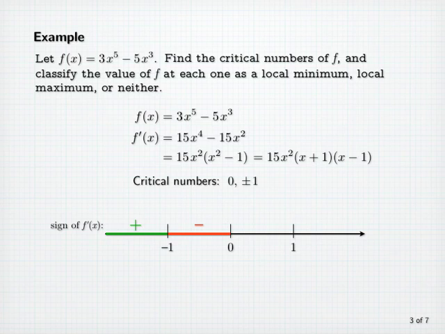Now this means that f is increasing on the left of minus 1 and decreasing on the right of minus 1, and so we conclude that the value there, which is 2, must be a local maximum.